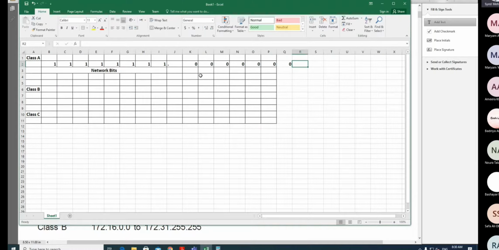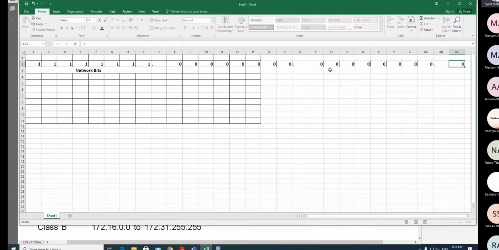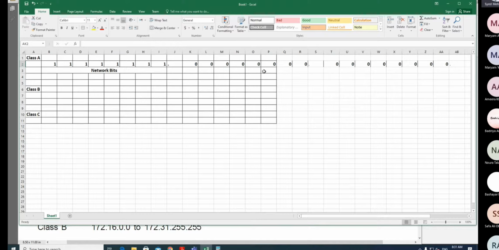And the rest of the 24 bits, which we call the host bits, are 0.0.0.0.0.0. So now it is 8, then the rest of the 8. You need to write all 8 bits here. Let me write it so it will be more clear: 1, 2, 3, 4, 5, 6, 7, 8 dot, then again 1, 2, 3, 4, 5, 6, 7 and 8. As I told you, the first 8 bits are reserved for the network.